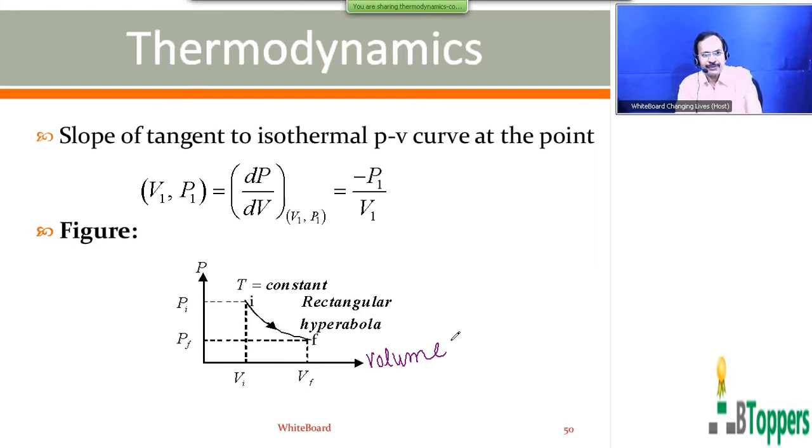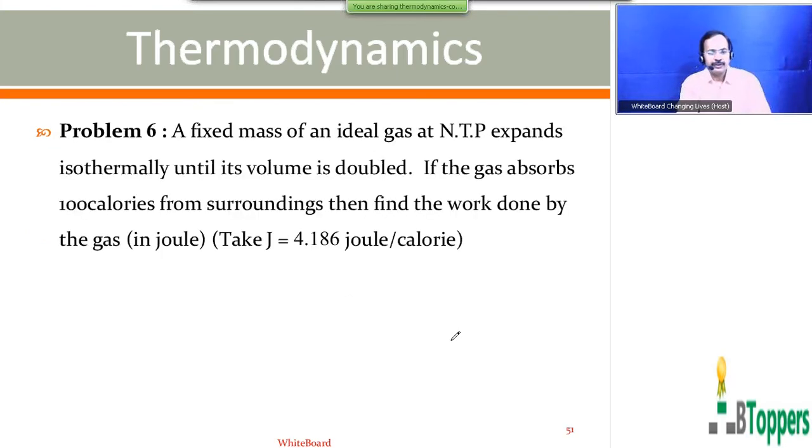So I am going to show you a problem next. Look at the screen here. I am going to discuss this problem. In case you are interested to solve the problem yourself, you can take a pause and solve it. It is a simple problem only. A fixed mass of an ideal gas at NTP expands isothermally until its volume is doubled. The gas absorbs 100 calories from surroundings, then find the work done by the gas in joule.